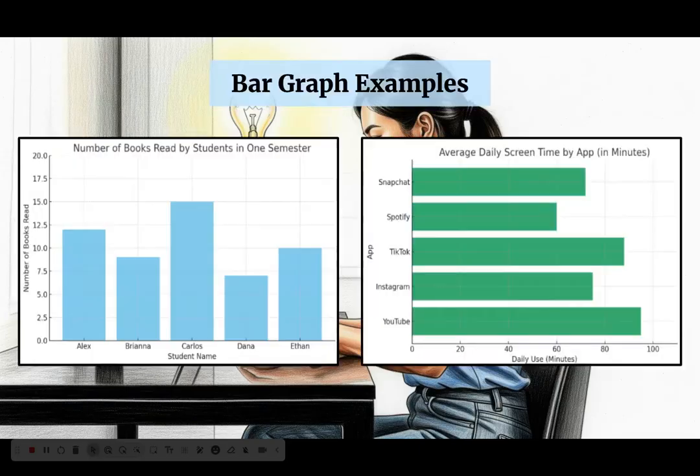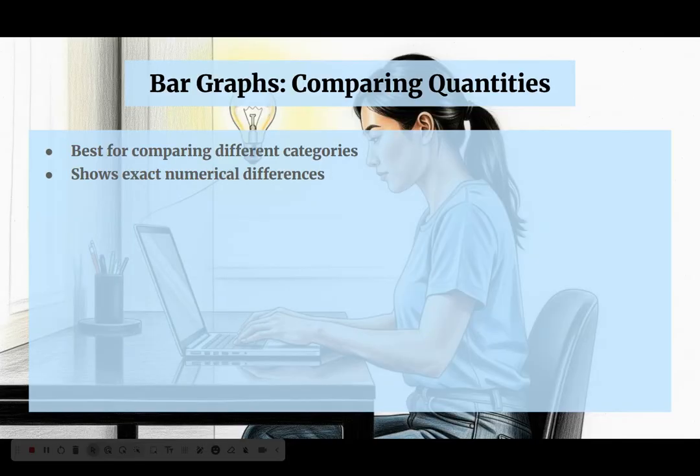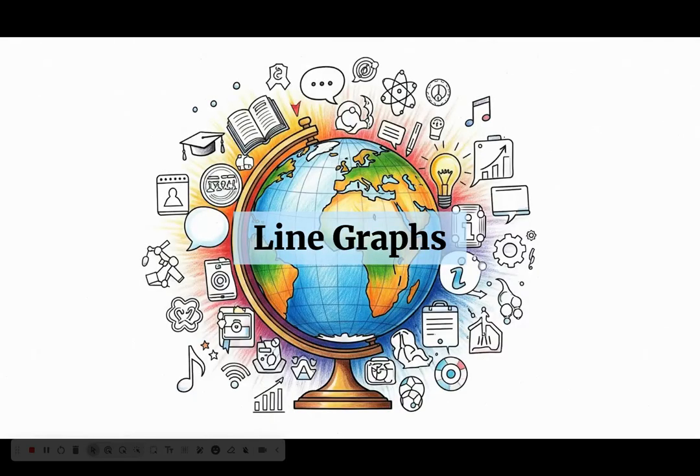We're going to talk about bar graphs first. So bar graphs are called that because the data is shown as bars, as you can see. Bar graphs are great for comparing quantities and comparing different categories together. They tend to show exact numerical differences, and it's really great for highlighting comparisons between topics and content.